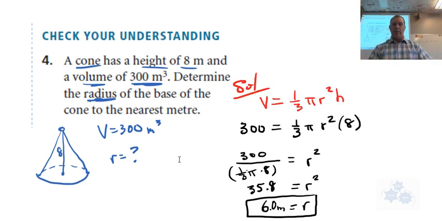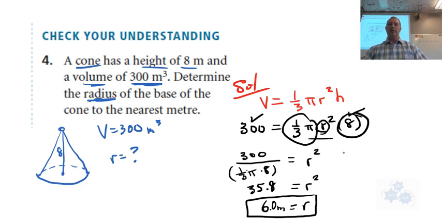All right, so you want to find a formula that ties everything together, right? Volume equals 1/3 pi r squared h. So you plug in the volume because you're given the volume. You plug in the height, you're given the height. You're solving for r. So divide both sides by this right here, that product. And you should get 35.8 when you do this. Now take the square root of both sides. Round it to the nearest meter, you should get 6.0 meters.